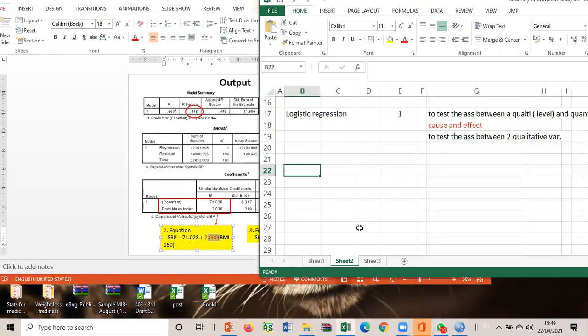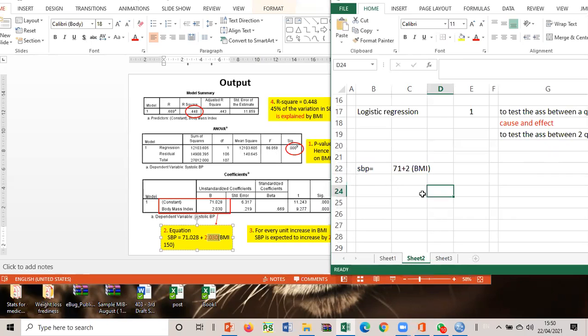20%. So now your SBP equals equation 71 plus how much? Okay, let's take 2 now, 2 times BMI. Is 150 SBP very high? Yes. What's ideal BP? 140. His BP now is 150. Let's say for his age, ideally it must be only 140.